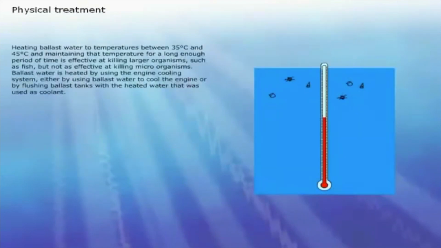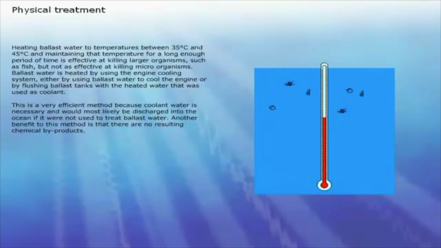Heating ballast water to temperatures between 35 and 45 degrees Celsius and maintaining that temperature for a long enough period of time is effective in killing larger organisms such as fish, but not as effective in killing microorganisms. Ballast water is heated by using the engine cooling system, either by using ballast water to cool the engine or by flushing ballast tanks with the heated water that was used as coolant. This is a very efficient method because coolant water is necessary and would most likely be discharged into the ocean if it were not used to treat ballast water. Another benefit to this method is that there are no resulting chemical byproducts.